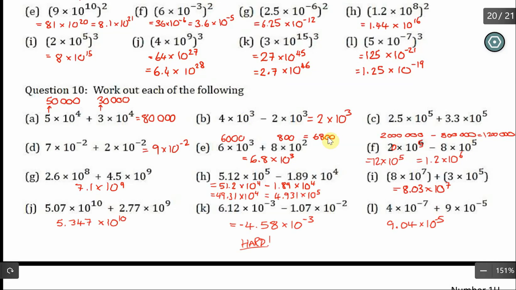And there's the answer to question 10. This one, K in particular, quite a hard question. Okay, I'll go through the next page in the next video.